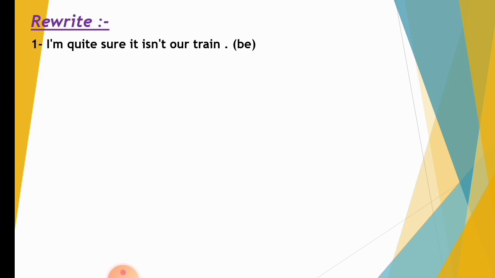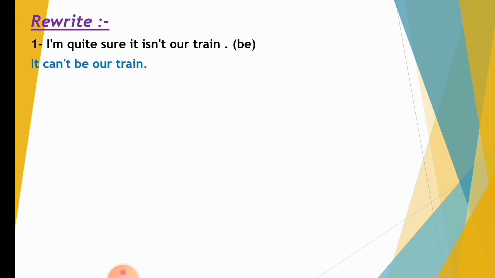So take care. If you look carefully at the question, you will see sure not. So sure not means can't be. So the answer is: it can't be our train.